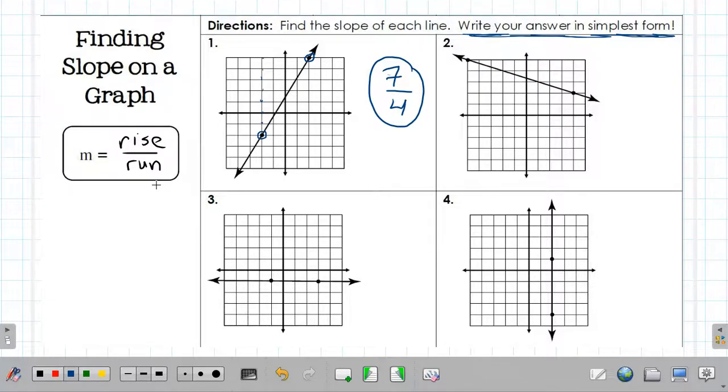One thing to keep in mind, as you'll see going through these examples, is that usually the steeper the line, the bigger your number is. In this case, this is a pretty steep line because if you look at this as a fraction, 7/4, you get something bigger than 1.